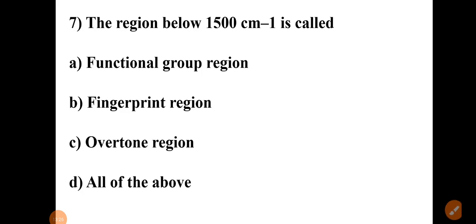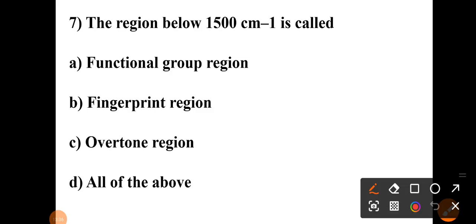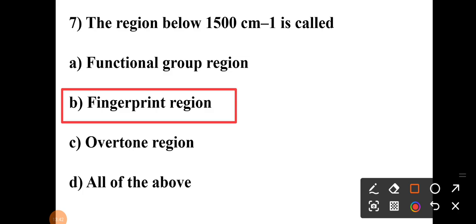Next, the region below 1500 centimeter inverse is called the functional group region, fingerprint region, overtone region, or all of the above. What is the answer? Whatever values are below 1500 centimeter inverse, that is the fingerprint region. And the functional group region is nothing but 4000 to 1500 centimeter inverse.